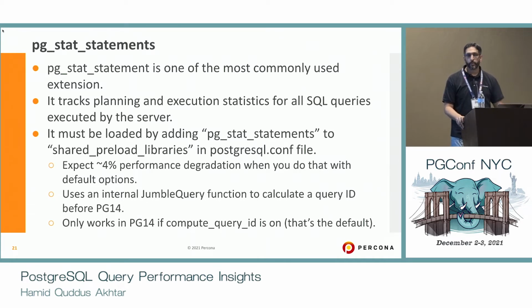With PG14, there was one major change that came in, and that was compute_query_id. Prior to that, the tools had to calculate those query IDs themselves, but now that need has been eliminated, which means that quite a bit of code changes were made to pg_stat_statements. Now it's relying on that compute_query_id GUC that's by default on with the server. If it's off, then pg_stat_statements would not be able to capture any statistics. So you won't see any data if this is off.